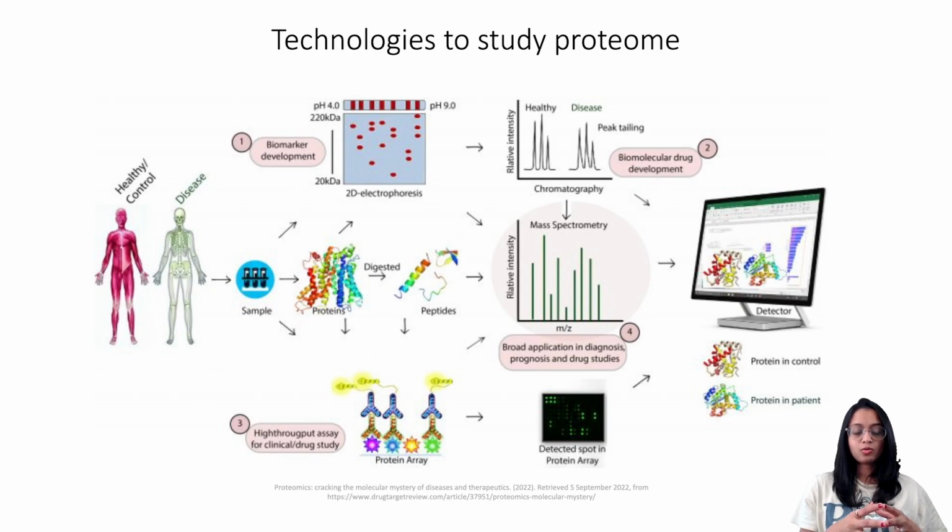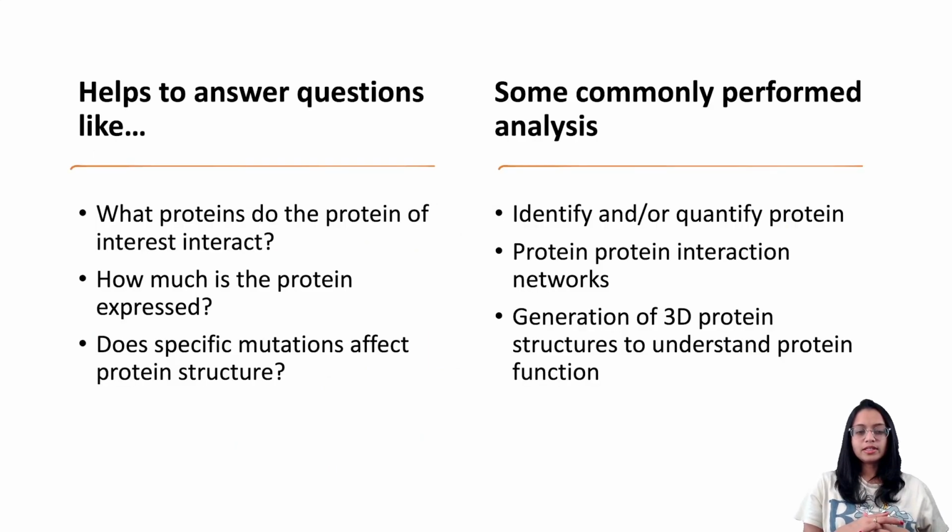Methods like chromatography, protein microarray, and mass spectrometry are frequently employed to detect biomarkers or proteins of interest for diseases and to detect therapeutic targets. So, the data from these methods can be used to answer questions like what proteins the protein of interest interacts with, how much the protein is expressed, and whether a specific mutation affects the protein structure. Some of the commonly performed analyses are to identify or quantify a protein, build a protein-protein interaction network, and generate the 3D structure of the protein to understand protein function.